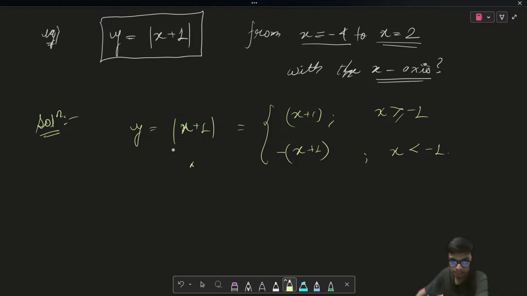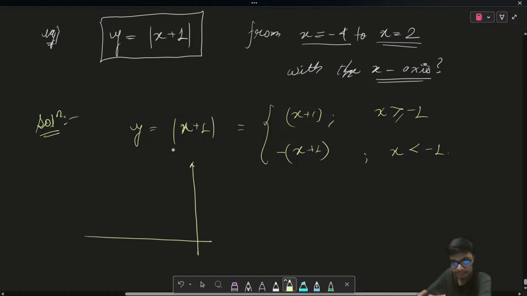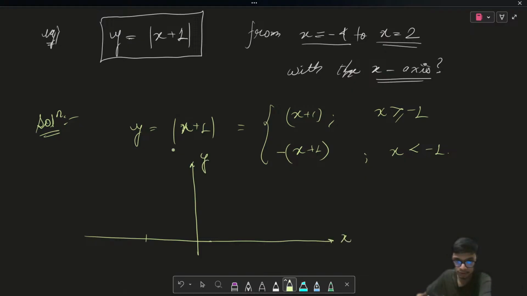So if I try to draw the curve for it, the curve can be simply plotted as, so this will be minus 1, this will be 0. So at minus 1, the result is going to be equal to 0.